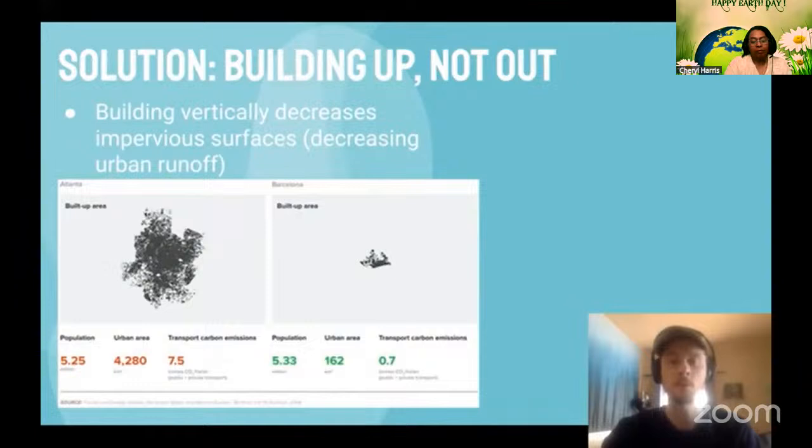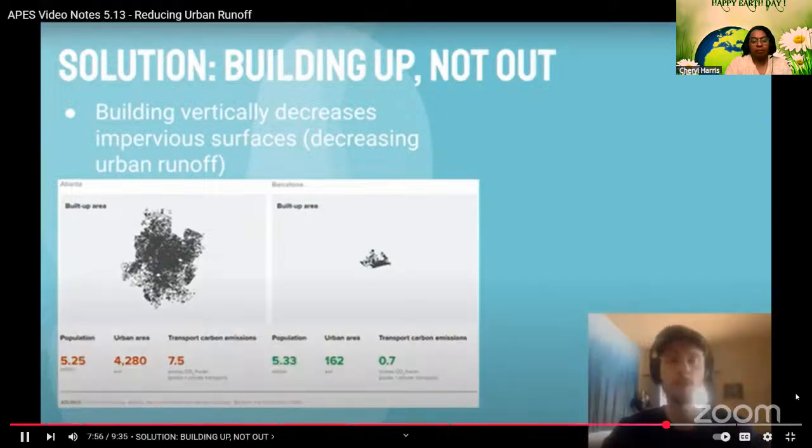So there's a massive difference in the amount of impervious surface and the total amount of land that's taken up by these two cities. That's going to result in Barcelona having barely 10% of the CO2 emissions per person from transportation, because they're going to use effective transportation systems. They can walk most places. And so this is just a far more efficient method of building. And it's a far more effective way of reducing urban runoff than allowing urban sprawl to take place.